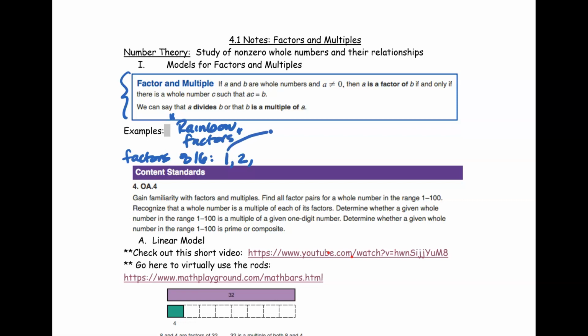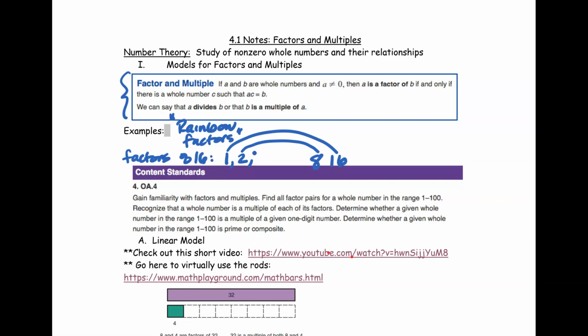So you start with 1 and the number itself. So 1 times 16 is 16. So 1 and 16 are factors of 16. So you draw this rainbow to show that these are pairs with each other. And then go up from 1. So check 2. Does 2 divide into 16? It does. 2 times 8 is 16, so 8 must also go into 16.